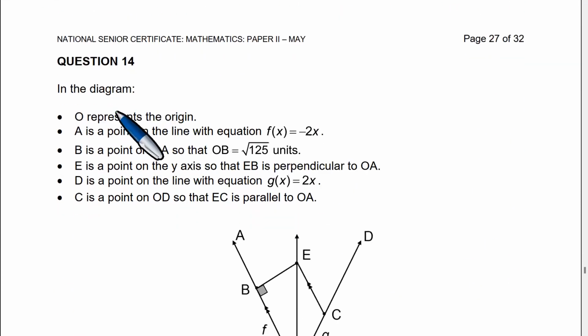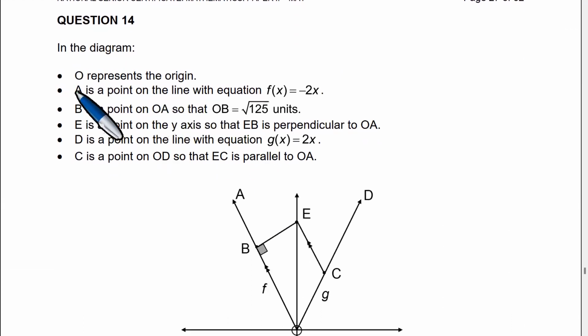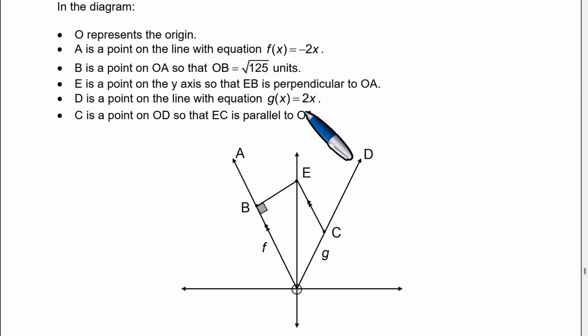So now the last question in the exam, question 14. In the diagram, O represents the origin, and A is a point on the line with equation f of x equals minus 2x. A is a point on the line with that equation. So this one is f of x equals minus 2x. That is the equation of this.